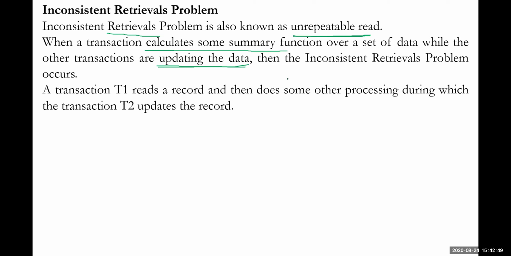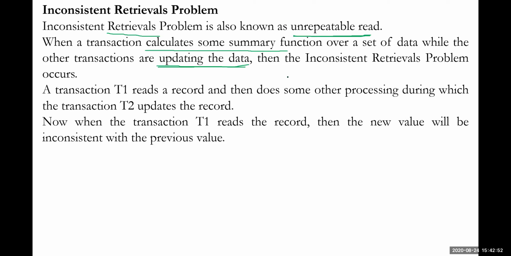I'll come back to this point again. Here we have three accounts, account A, account B, and account C, of the same bank. Account A has a balance of 200, account B has 250, and account C has 150. So what transaction T1 does here is compute the balance of A plus balance of B plus balance of C.